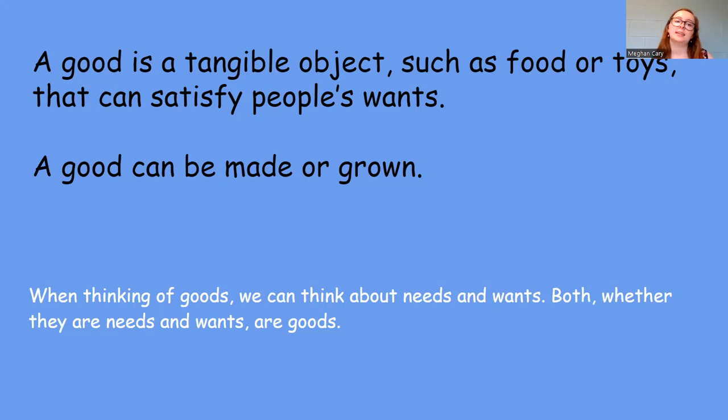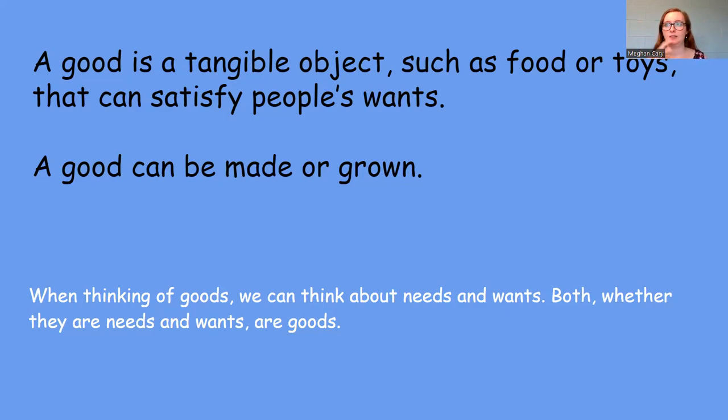A good can be made or grown. So this water bottle is just my example for today. Like my water bottle, I did not grow this from the ground. It was made. An old teacher of mine actually made it. But for example, a good like an apple or an orange or fruits and vegetables, those are all examples of goods that are grown.